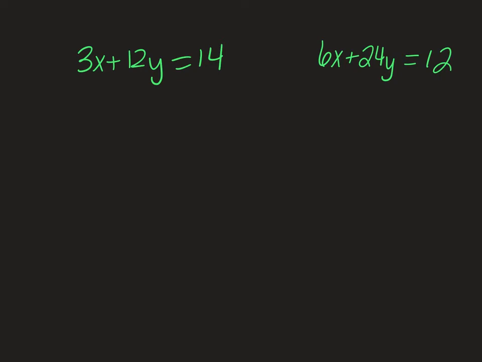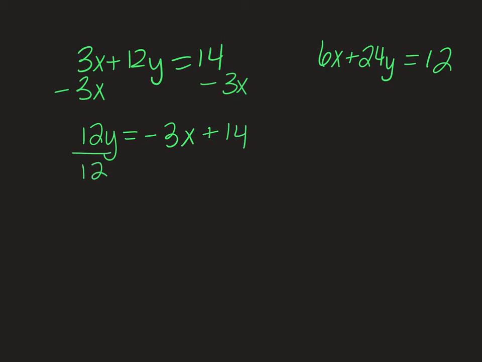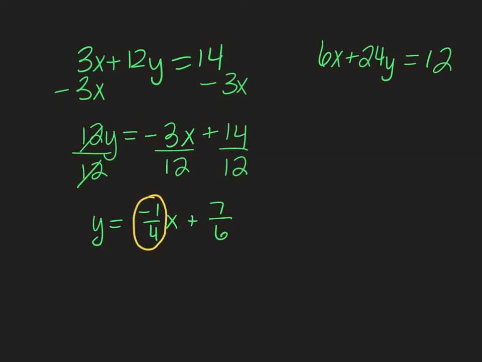Right, so let's say we have 3x plus 12y equals 14 and 6x. So all you have to do is put them in slope-intercept form. That means we're going to solve them for y. We want to get y by itself. So we're going to subtract 3x, which gives us 12y equals negative 3x plus 14. And then we're going to divide everything by that 12. So that's going to give us y is equal to negative 1/4 x plus 7/6, sorry. So that means our first equation has a slope of negative 1/4.